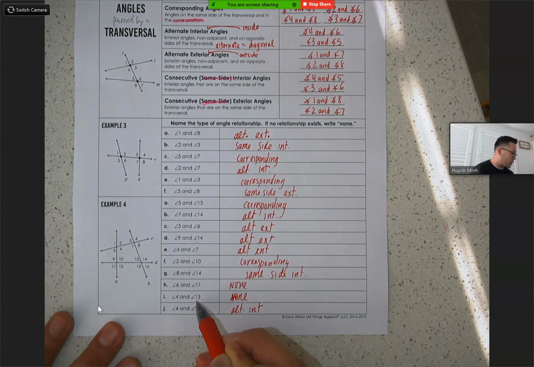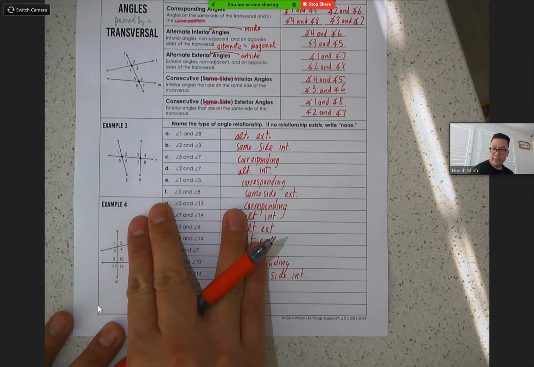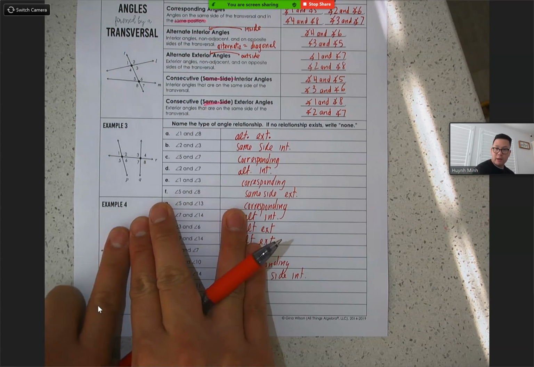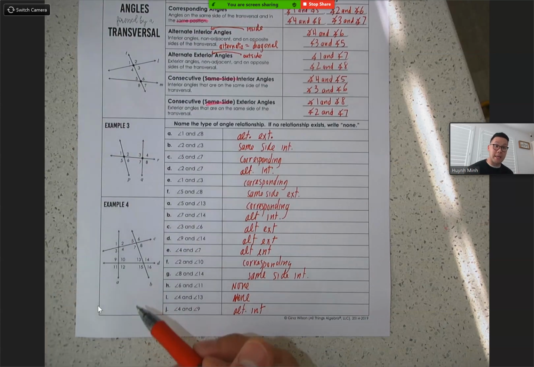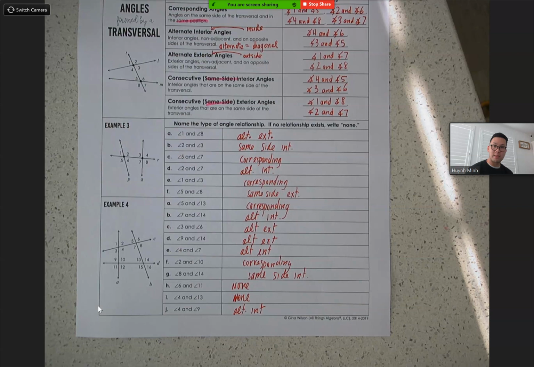And then let's look at 4 and 13. I have 4 right over here. If I cover this side, 4 is right here. That's on transversal A, and then 13 is on transversal B. So you can't say that they have any relationship because they don't lie on the same transversal. So in order for you to establish an angle relationship, it needs to be on the same transversal.